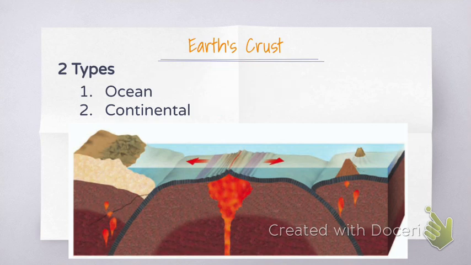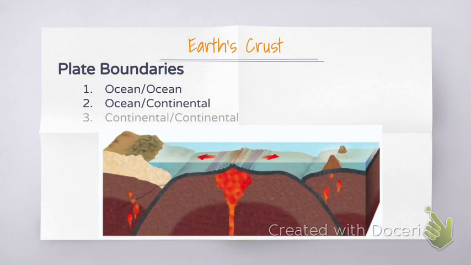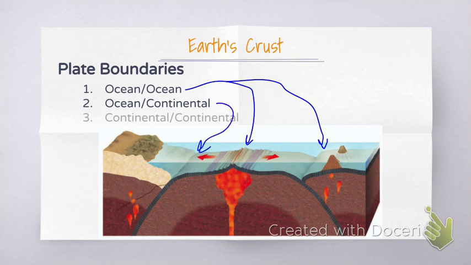Okay, that's the big difference between the two. And there you can see where they are located in this model. And then as far as plate boundaries go, we've got boundaries where we have two ocean crusts coming together, like we do in the middle there, and then over here on the right. And then we've got ocean-continental crust boundaries, where we've got some ocean crust meeting up with some continental crust, or continental crust meeting up with some ocean crust.